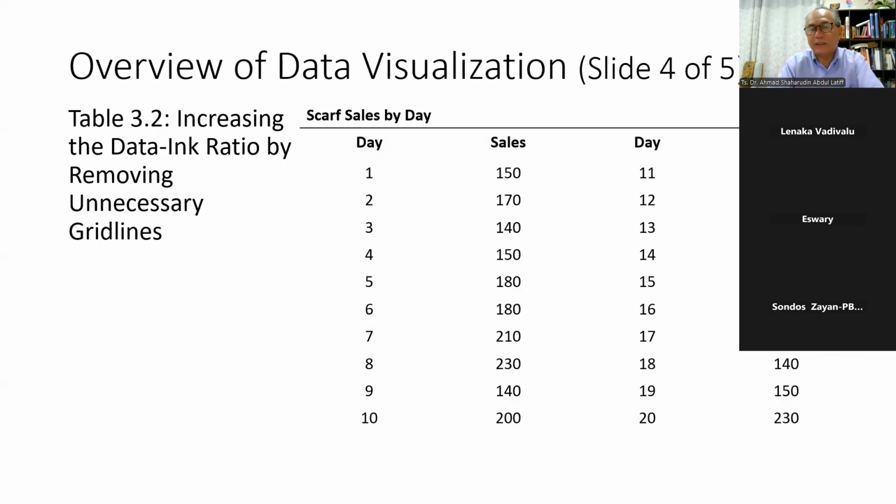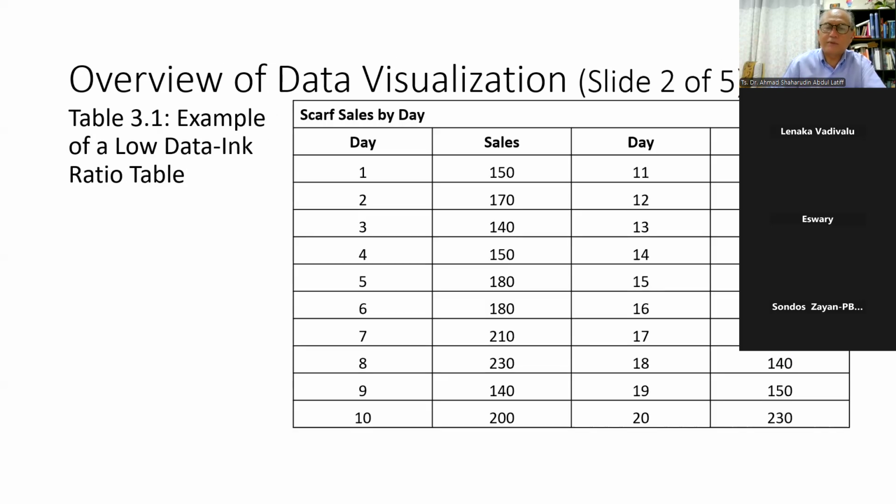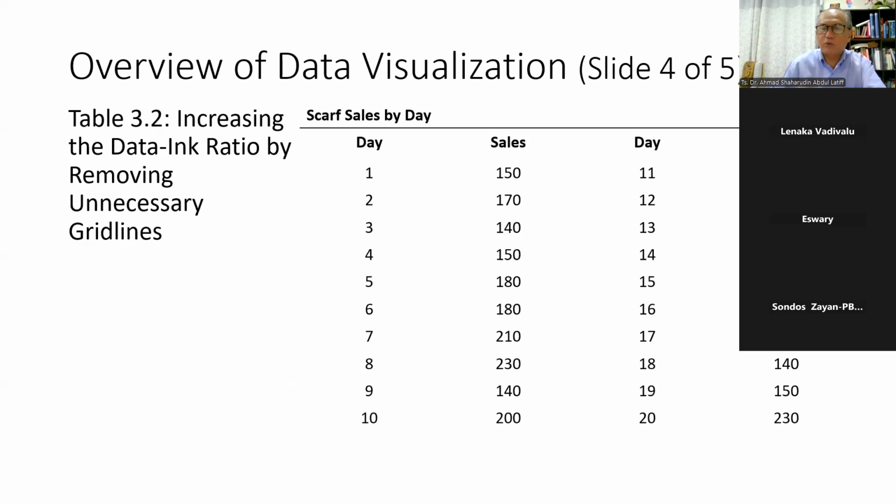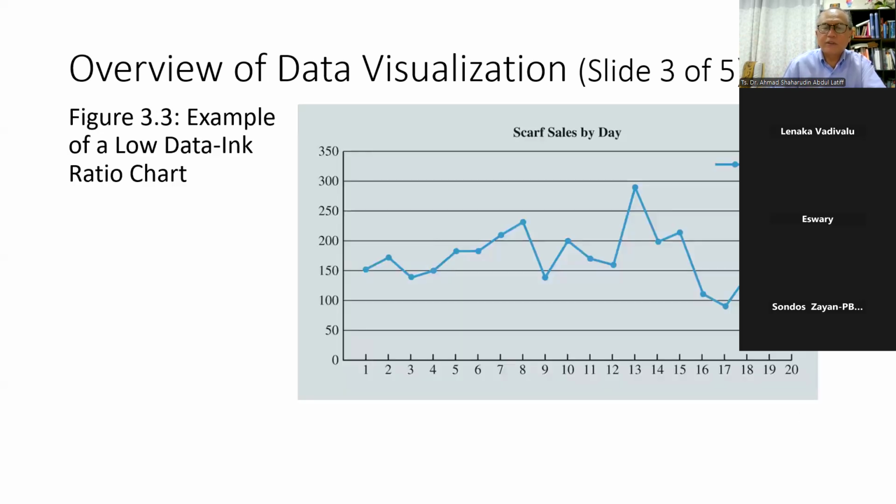This is a higher data ink ratio. You remove the grid lines, so you can see more purposefully. This is the way you should present it when you write your thesis later. You don't put in something like this. Of course, when you use Excel, it looks like this, but you need to remove the grid lines and it will become like this. Same goes with your chart. You will have something like this.